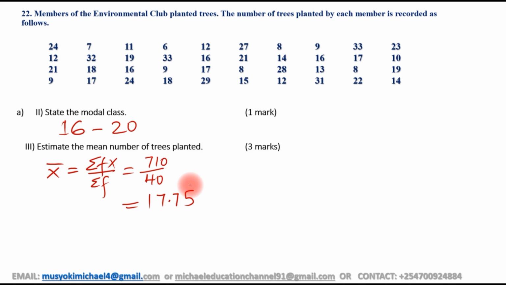That is the estimated mean number of trees planted. And since we are talking about the mean number of trees planted, we cannot plant half a tree. So this will be approximately 18 trees. That is the mean number of trees planted.